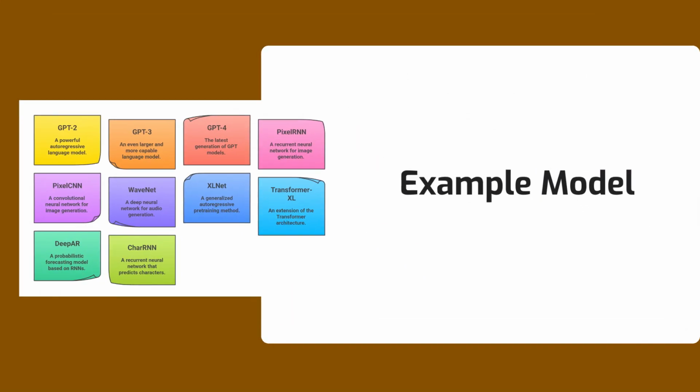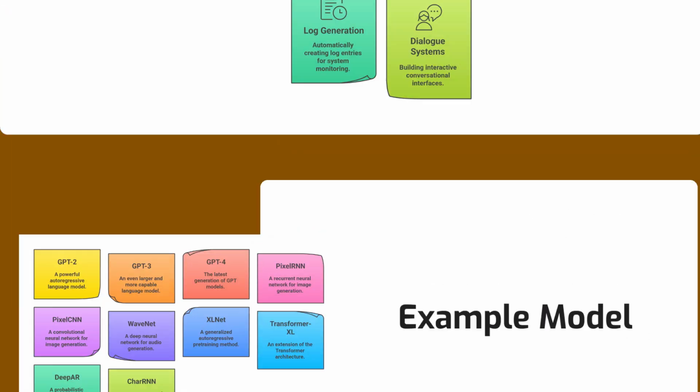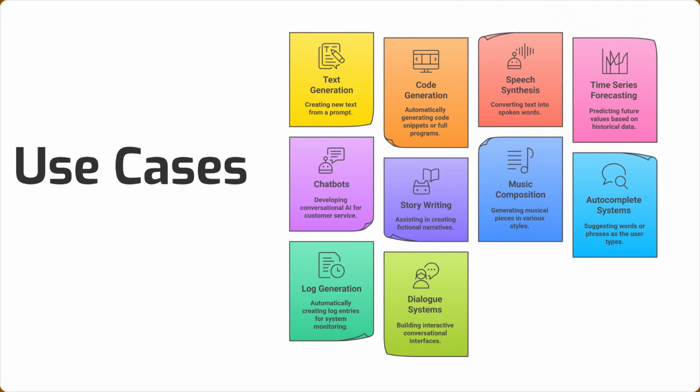Example model name for the autoregressive architecture. Autoregressive models dominate text and code generation tasks. They focus on stepwise prediction accuracy. Use cases for the autoregressive architecture. They excel where order and sequence matter most. Natural language tasks are their strongest domain.